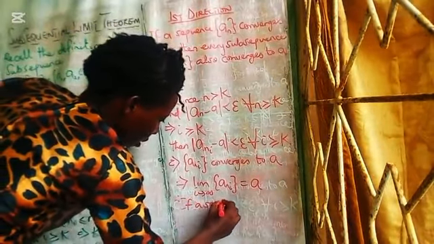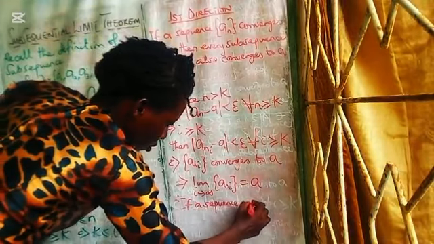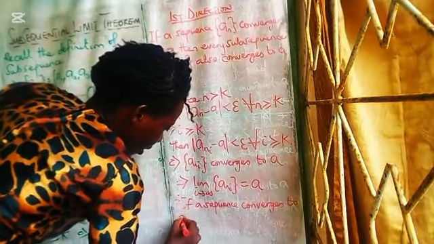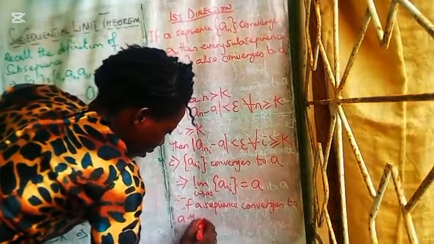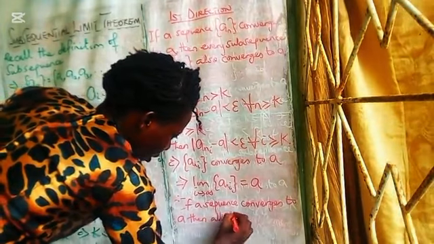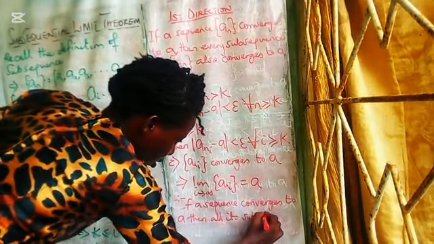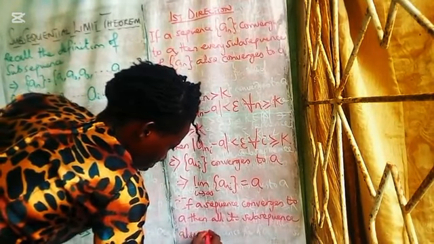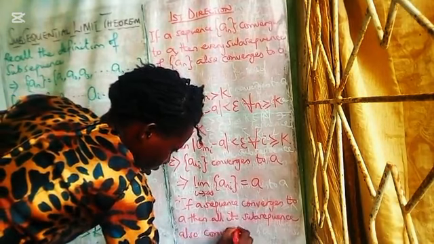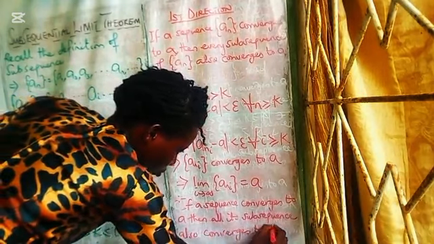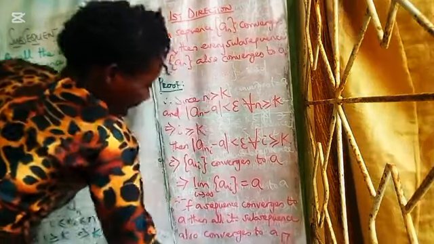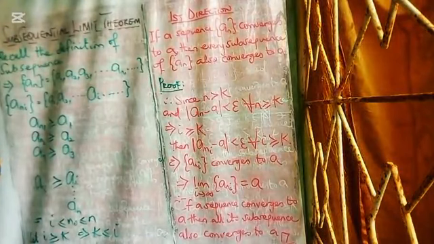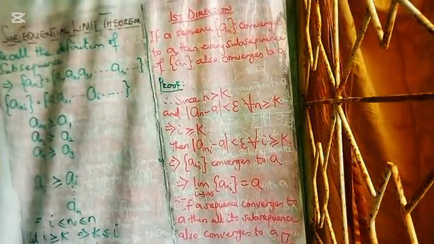If a sequence converges to A, then all its subsequences also converge to A. That's the first direction of the proof. We'll then go ahead to prove the second direction.